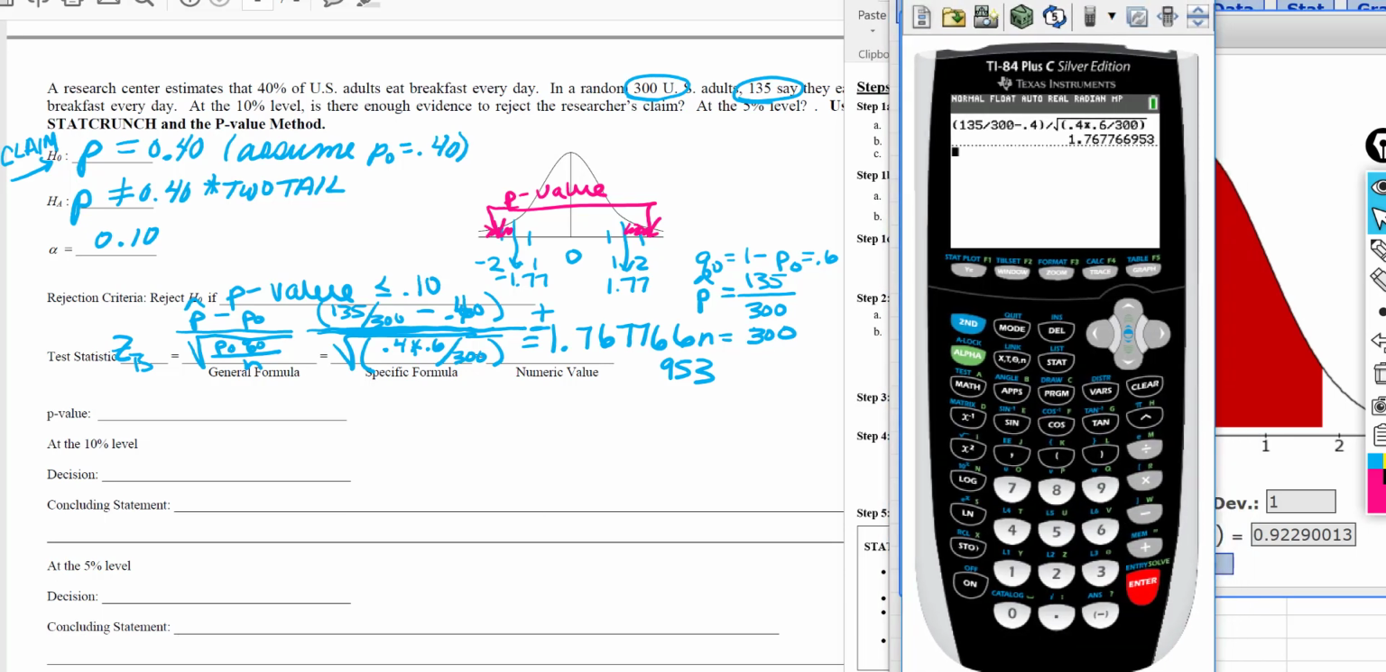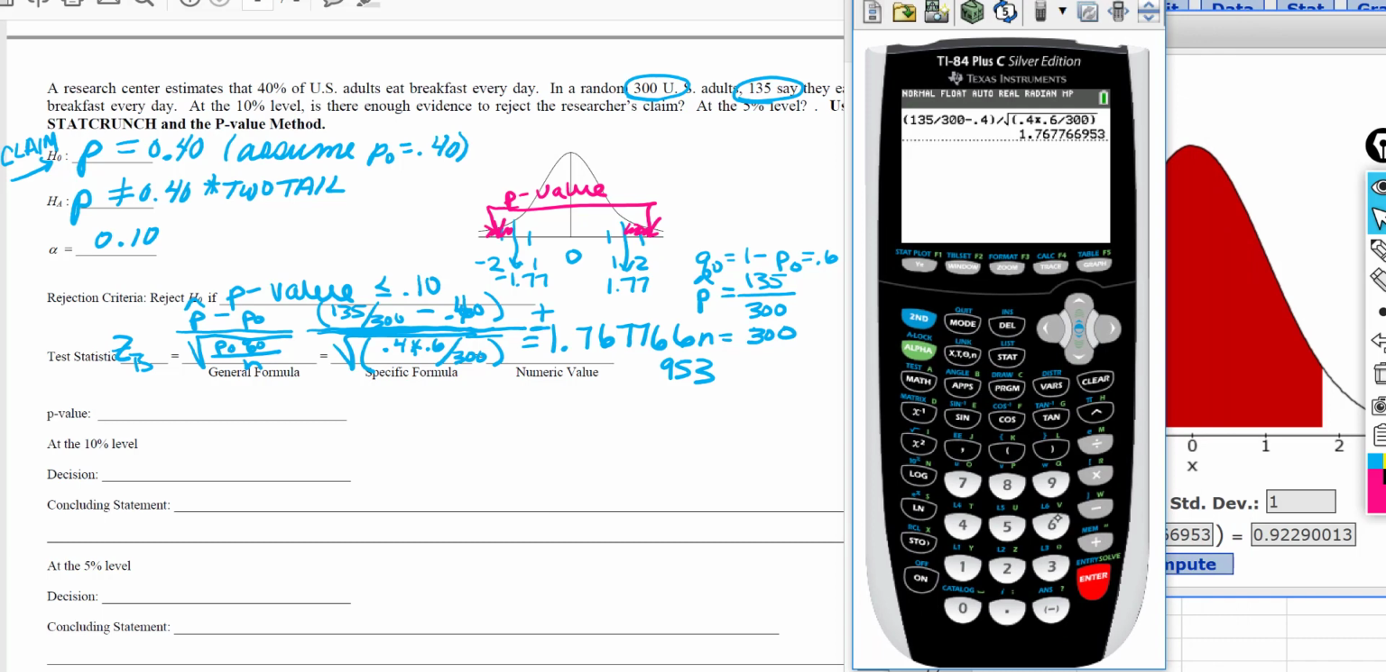So on our calculator, we're going to have to take 1 minus our answer, 0.922900013, and hit enter. And our p-value is given to us. Let's write that down. So our p-value is 0.0770997. Another way we can check our p-value is using, again, the proportion statistics feature on hypothesis testing.